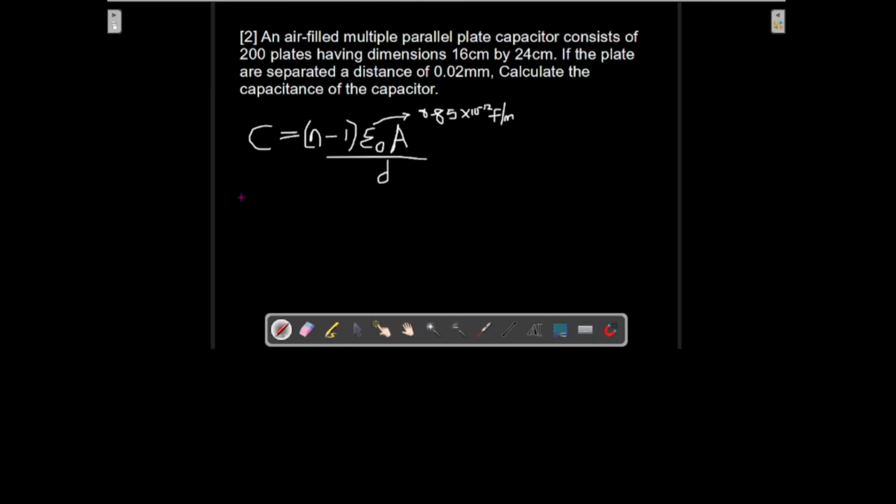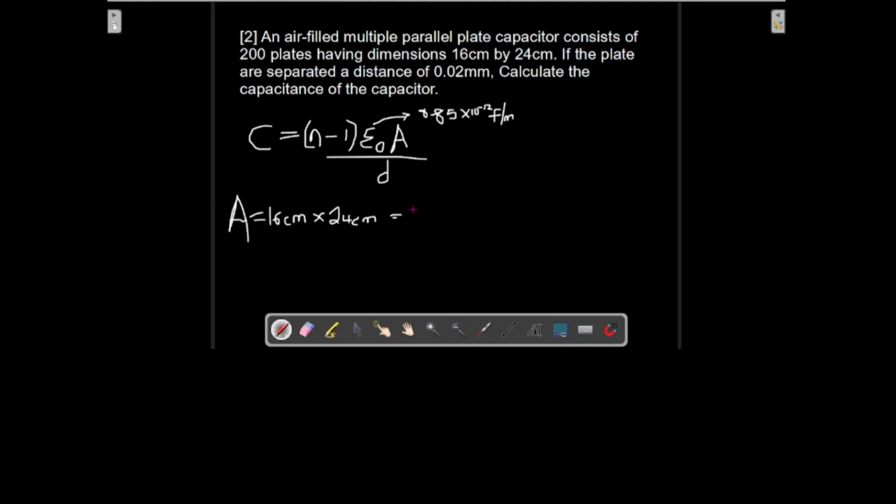Now, what else do we know from this question? We need the area. We know that area is equal to length times breadth. And what are the dimensions given in the question? You have 16 centimeter by 24 centimeter. But before you can multiply these, let us convert them to SI units. So you have to take it from centimeter to meter.